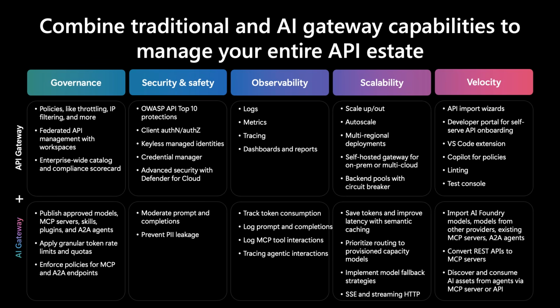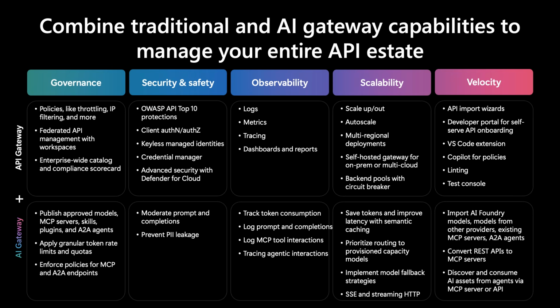So for governance, API management already has an extensive selection of policies. Similarly, we also provide federated API management with workspaces. We also have enterprise-wide catalogs. Now we are extending the same concept with approved models, MCP servers, skills, plugins, and A2A agents. You are able to apply granular token rate limits and quotas. Cost management is a big concern today in AI workflows and within enterprises. And using these kinds of specific capabilities, you are able to control and manage your costs.